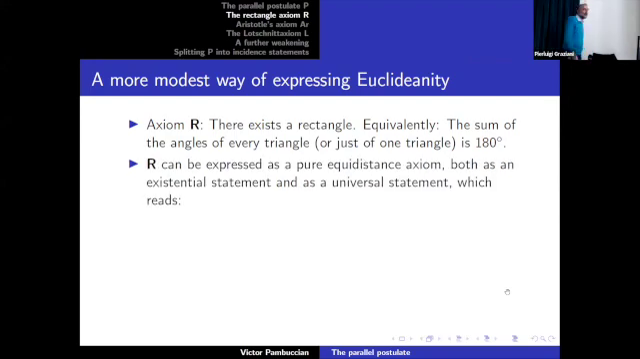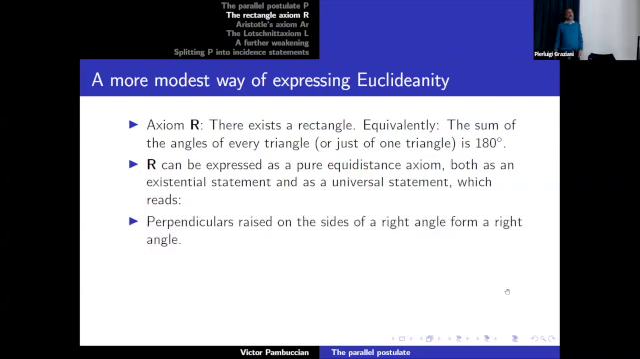Okay, so this can be expressed as a pure equidistance axiom, both as a purely existential statement and as a purely universal statement. The universal statement would say that perpendiculars raised on the sides of a right triangle form a right angle. Let's try again the pictorial aspect of the world. It says that if this is a right angle, and I raise here a perpendicular, and there a perpendicular, then they intersect and it's 90. Okay, that's a universal statement. You can make this into a universal statement in terms of equidistance.